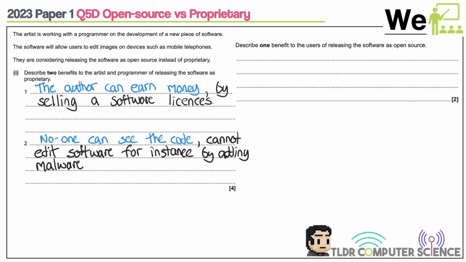Great. Well, then let's think about the other side of it. Are there any benefits to releasing the software as open source? Well, you're not making any money out of this. So what's the advantage for you to do it?